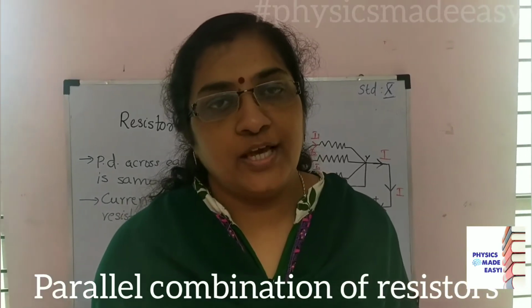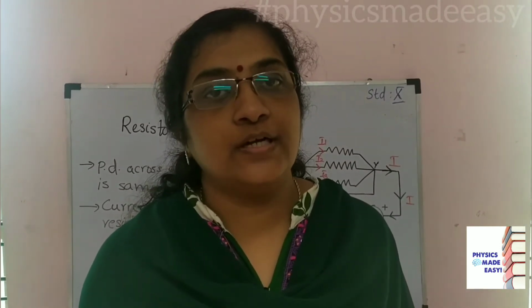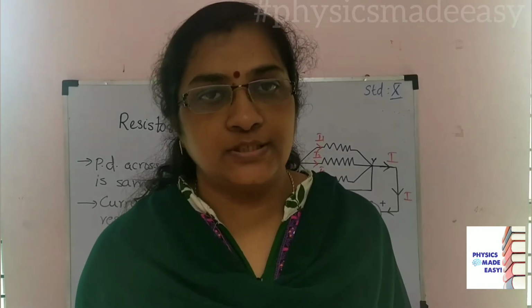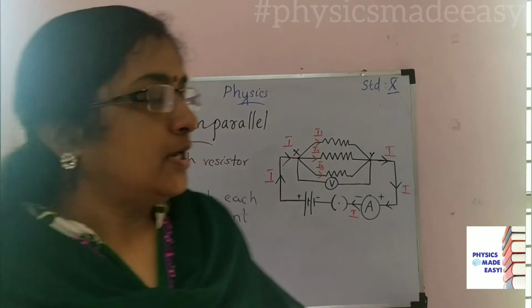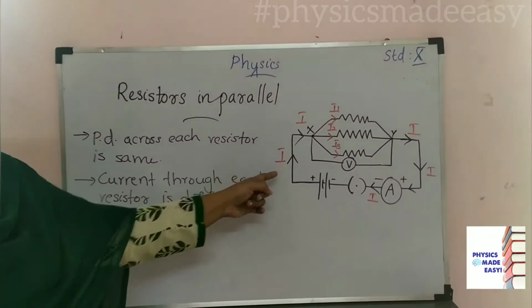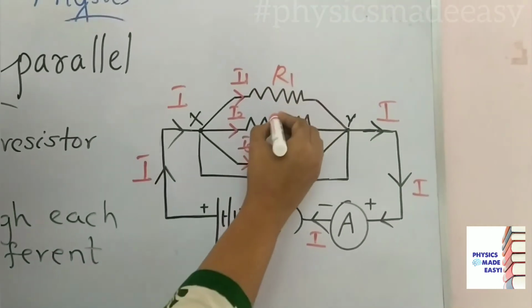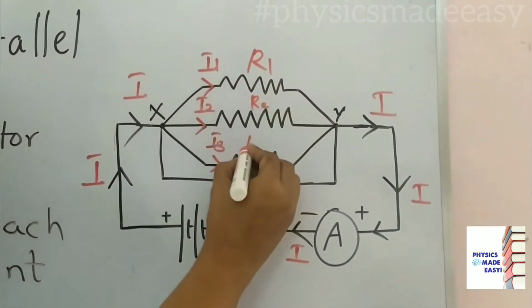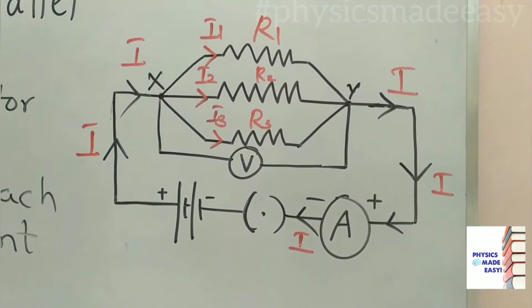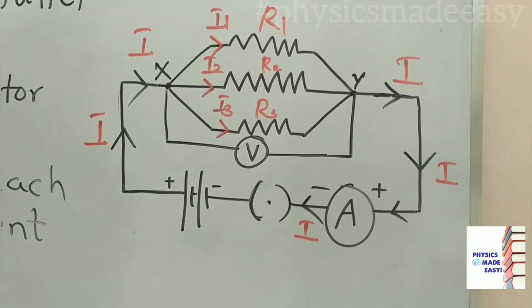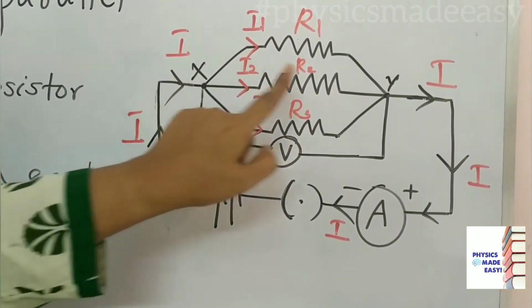Hello students, today we are going to discuss how to derive an equation for effective resistance of some resistors connected in parallel in an electric circuit. Here you can see a circuit diagram and you can see three resistors. First one having resistance R1, second one R2, third one R3 connected in parallel. Resistors connected in parallel means you can see these three are connected together between X and Y.